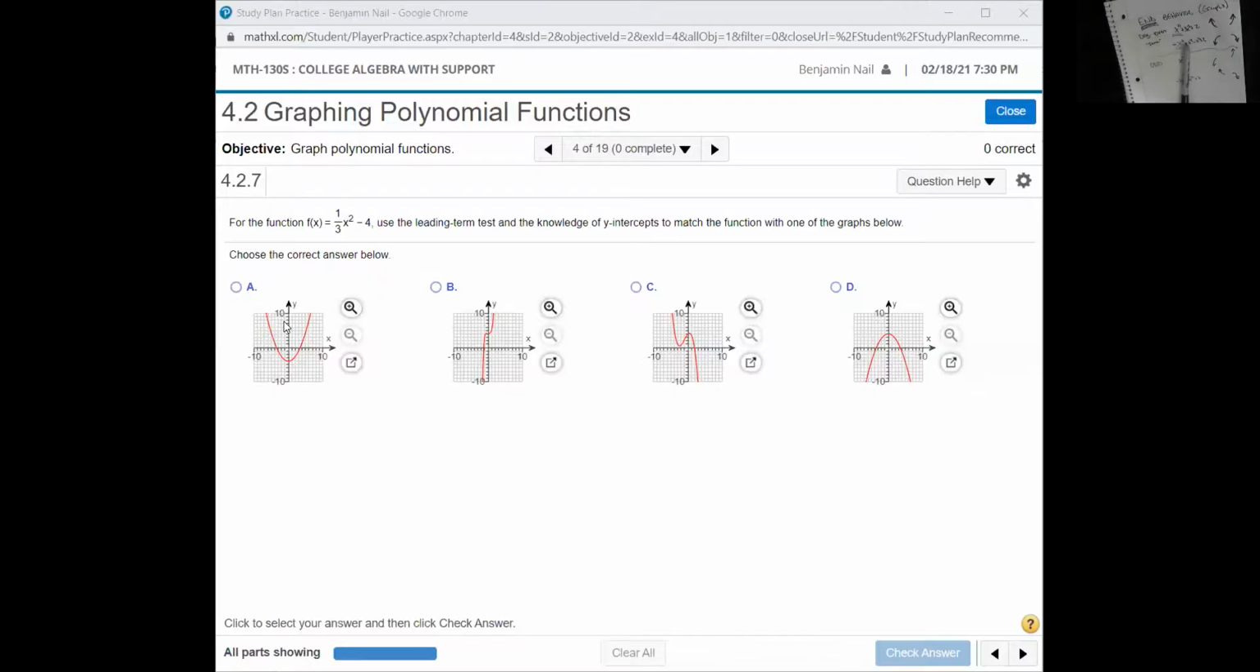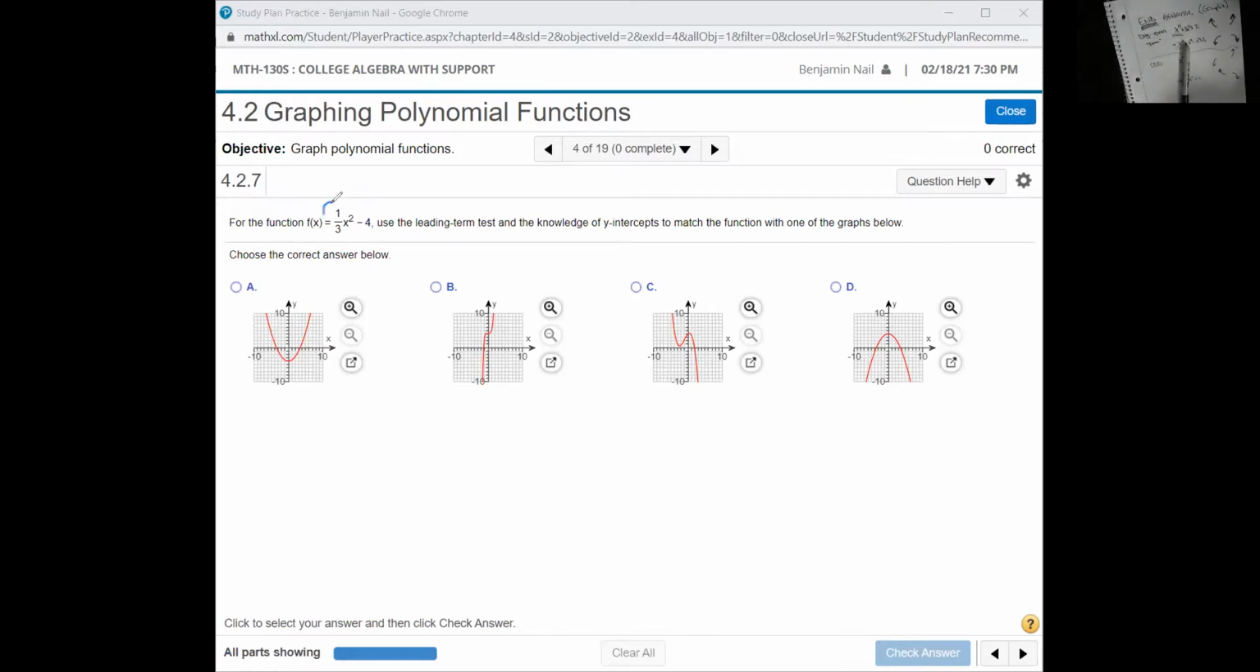All right, hopefully you can see this problem on my screen. It's showing, for the function f of x equals 1/3 x to the second power minus 4, use the leading term test and knowledge of y-intercepts to match the function with the graph below. All right, so again, if we're just looking at this particular function, I'm going to try writing on my screen. Hopefully this records. Hopefully you can see this.